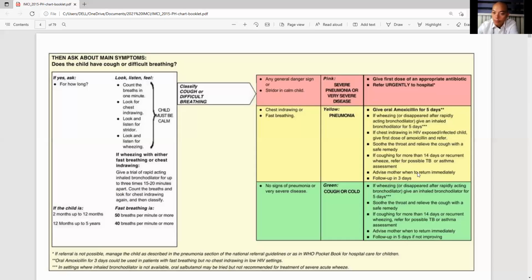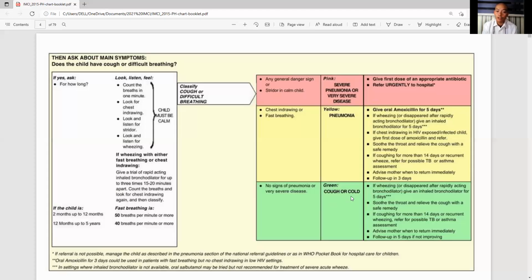What are the factors? Okay, and the mother must return immediately. Later you will see, like when the condition does not improve. There becomes a high fever. Okay, so return immediately. Those are factors. But if there is no chest indrawing or fast breathing, there are no danger signs, there is no stridor, okay? The patient may have no signs of pneumonia or severe disease, okay?